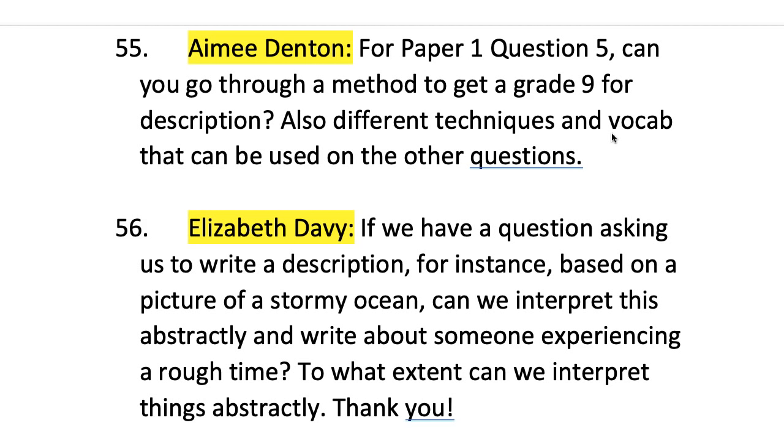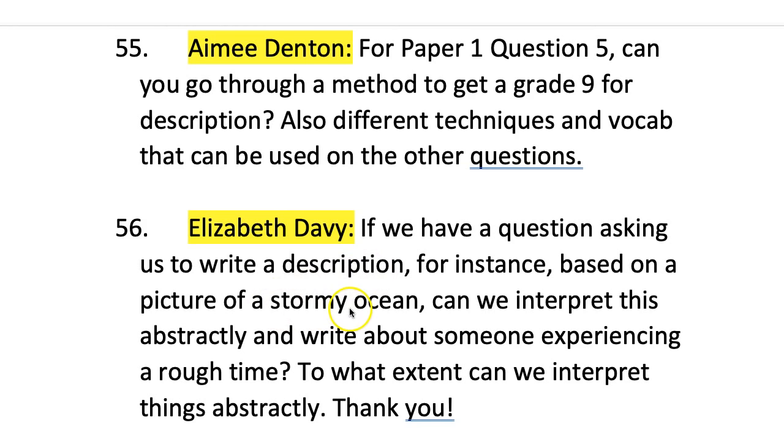The vocabulary mark is only there for vocabulary that fits your answer, and it's very unlikely that you'll be able to make the word that you've chosen or the 10 words you've chosen fit the question. So don't do it.